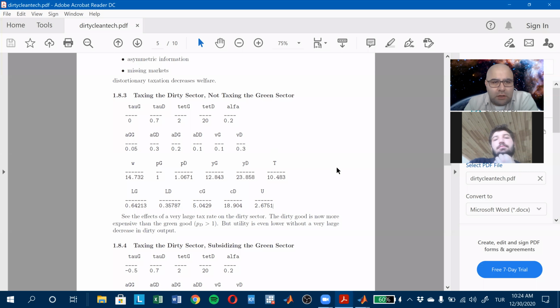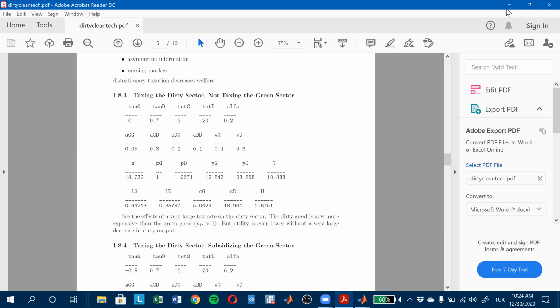Now we saw the effects of heavily taxing the dirty sector. In subsection 183, we are taxing the dirty sector and not taxing the green sector. And here we see some more sizable effects in terms of the decrease in dirty output and increase in the green output.